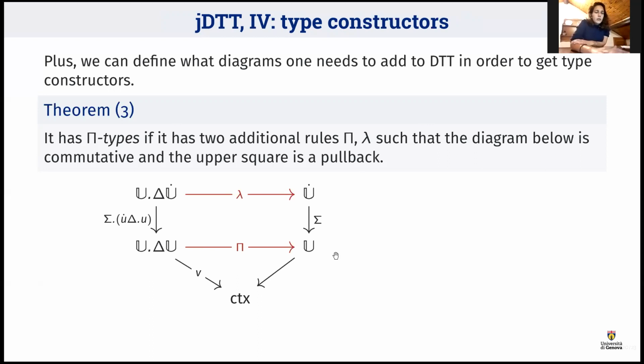Let me read this with you for a second. Here we have something coming from U dot Delta U. That is, we start from Gamma dot A in context Gamma and B in context Gamma dot A. And what we get is something of kind U, meaning a new type. And these commute, meaning that they're all in context Gamma.